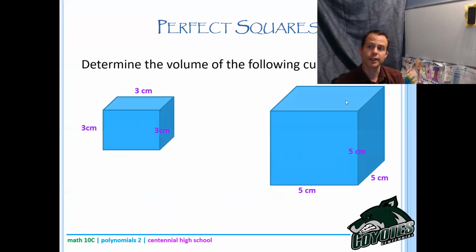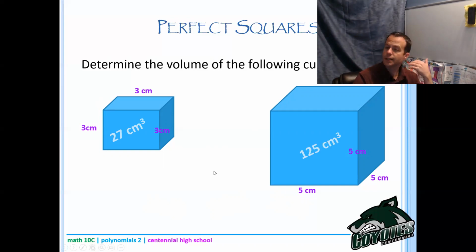Okay, now let's look at cubes. Determine the volume of the following cube. Well, how do we get the volume of a cube? We go length times width times height. So we got 3 times 3 times 3, which is 27 centimeters cubed. 3 cubed is 27. That's why we call it cubing a number, because in geometry, it actually creates a cube. And then for 5 by 5 by 5, that'd be 125 centimeters cubed.